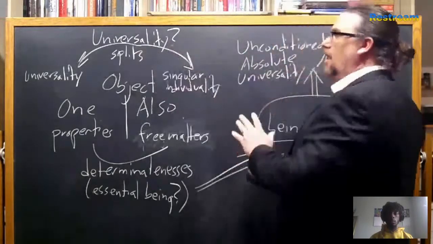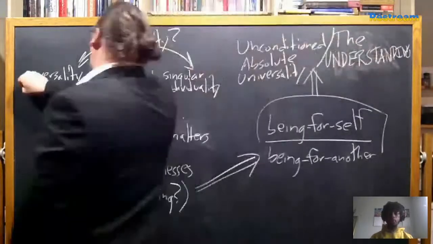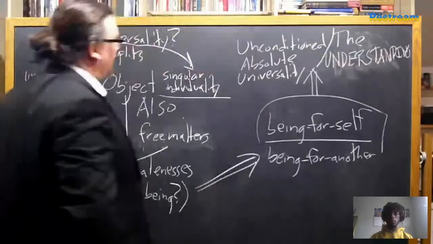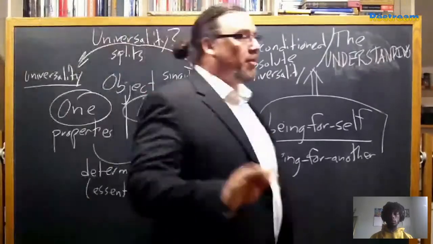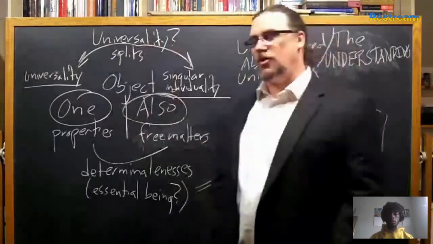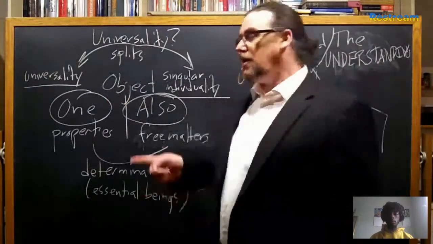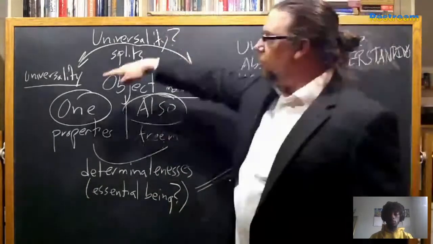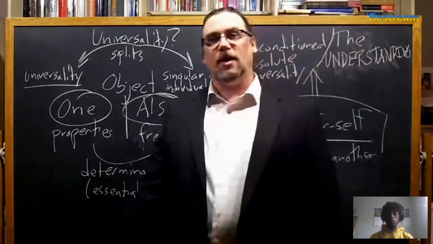It is afflicted with a tendency to shatter into two sides. A side of universality and a side of singular individuality. Now, I have placed these above the one and the also, but I don't want you to think that just because I put them there on the chalkboard, you've only got so much room here, that they are necessarily connected in that way. There's no reason to think that the one with its properties is necessarily the universality and not actually the singular individuality that Hegel's talking about here.